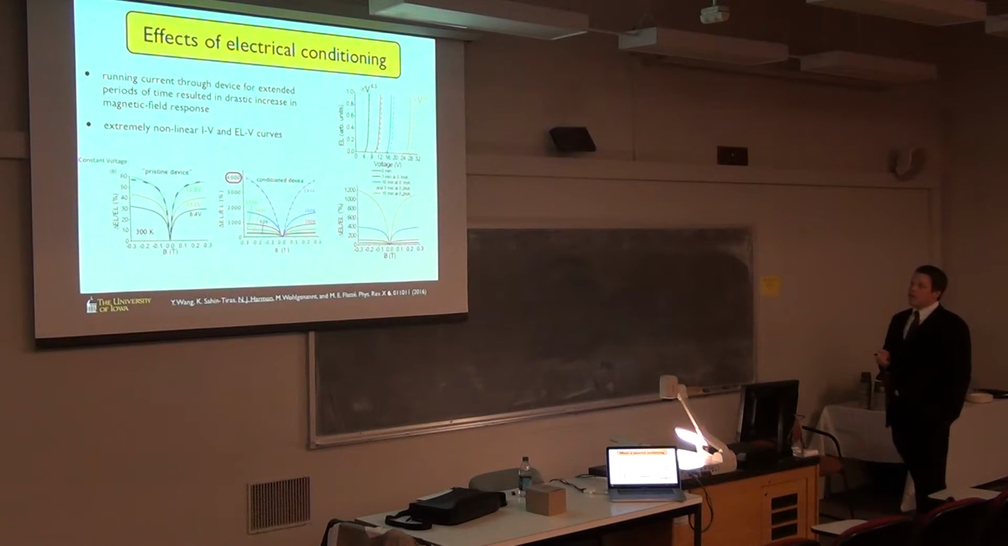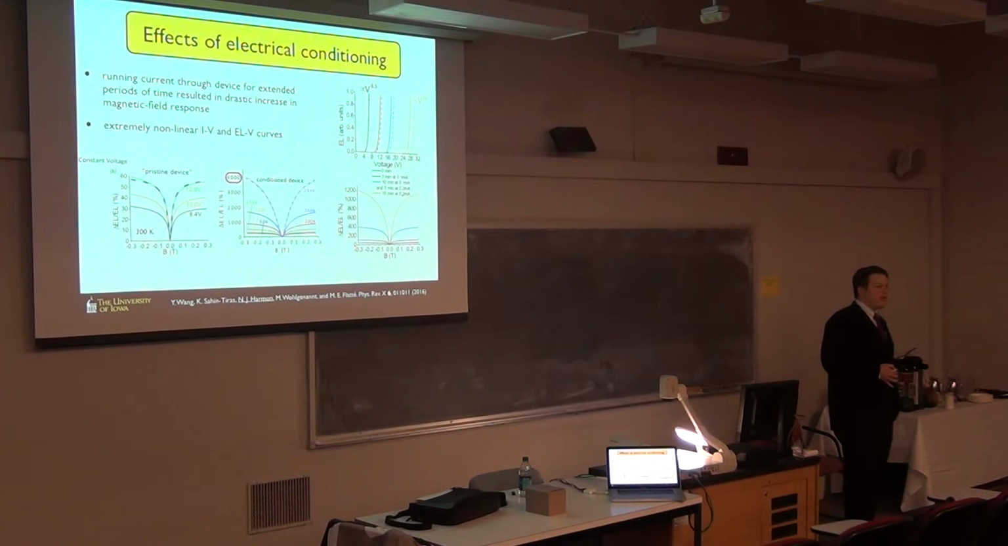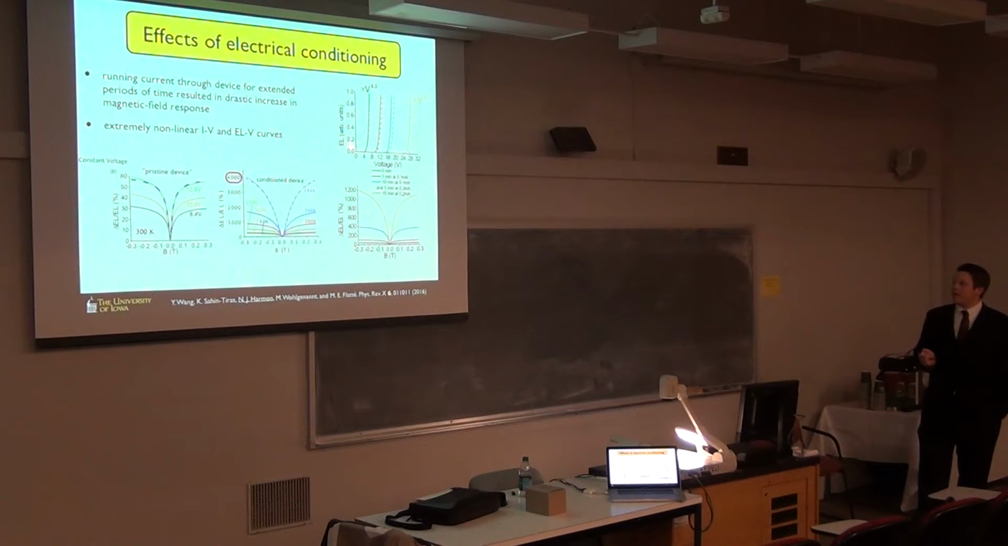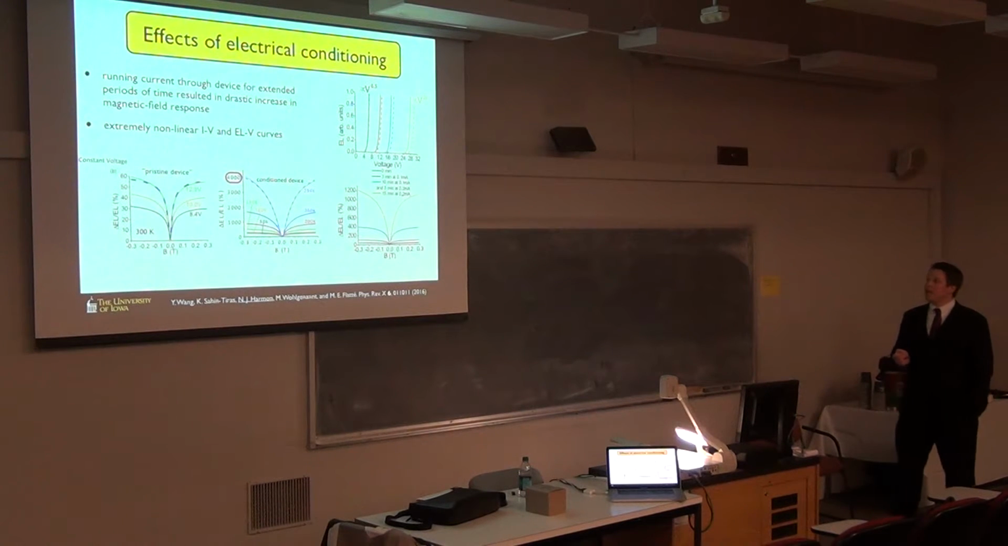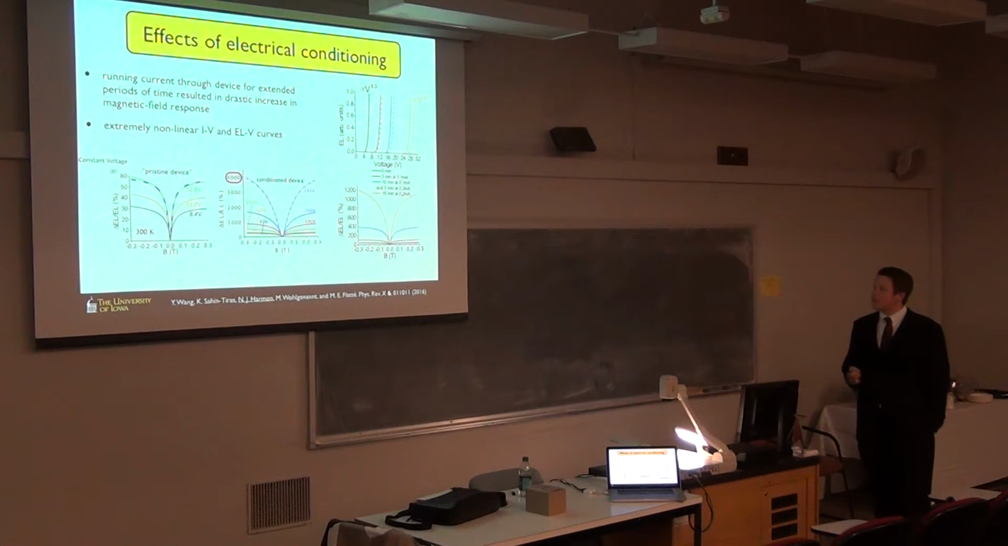Okay, when we ran current through these devices for extended periods of time at large currents, these tend to induce traps in organic semiconductors, and it produces highly nonlinear IV and EL versus V curves. So here's EL versus voltage, and at 0 conditioning, 0 minutes, we have some V to the 6.5, and at 15 minutes at 0.2 milliamps, we have V to the 29. So a huge increase in this exponent, extremely nonlinear.